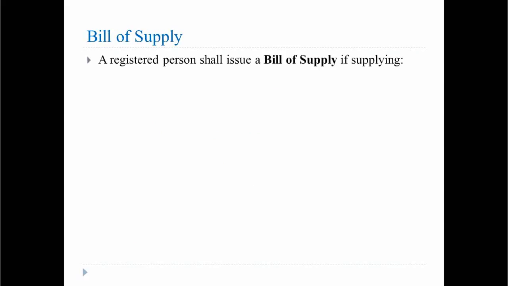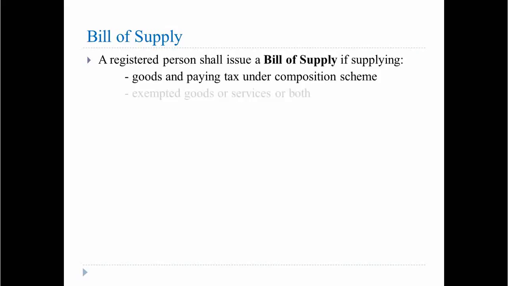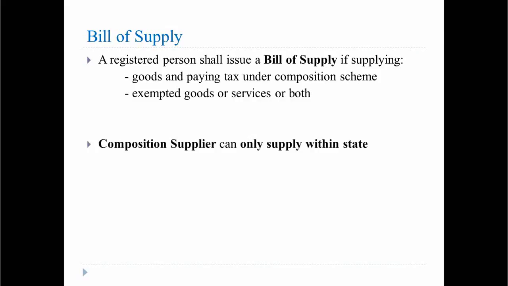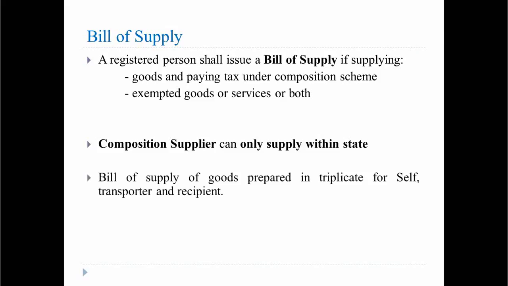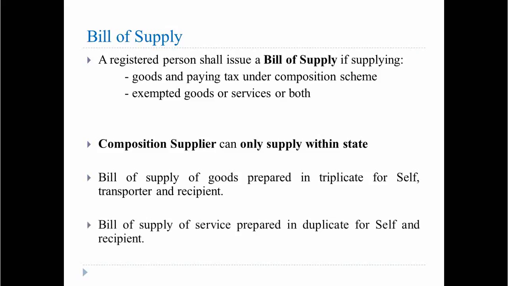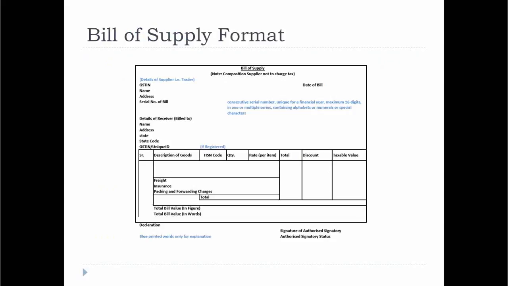Now let's see when you would be required to issue a bill of supply. You would be required to issue it if you are supplying goods and paying taxes under the composition scheme, or you are supplying exempted goods or services, or both. A composition supplier can only supply within the state. Bill of supply of goods will be in triplicate and bill of supply of service will be in duplicate. This is the format of the bill of supply that would be issued. It includes details such as details of supplier, receiver, goods, expenses and tax.